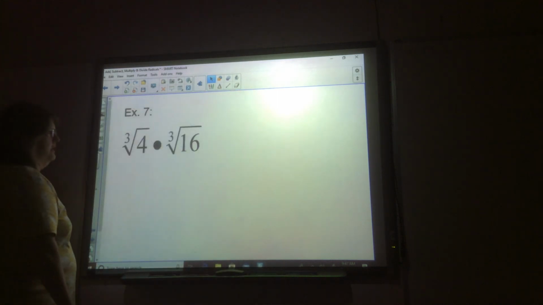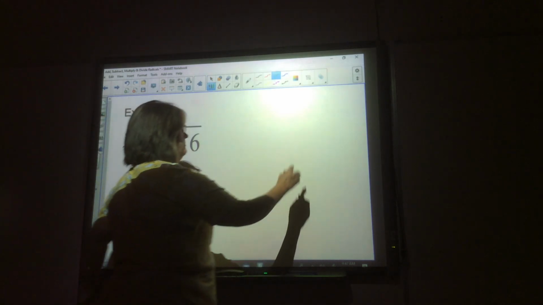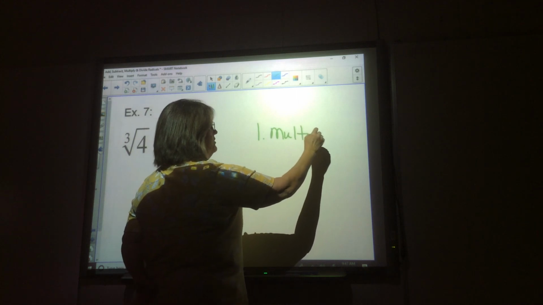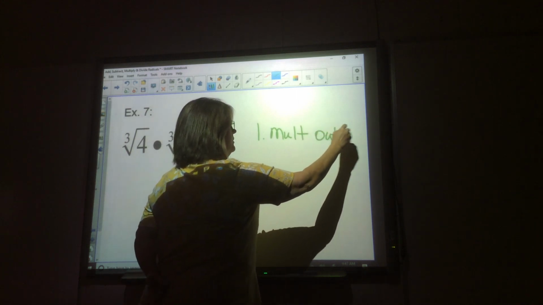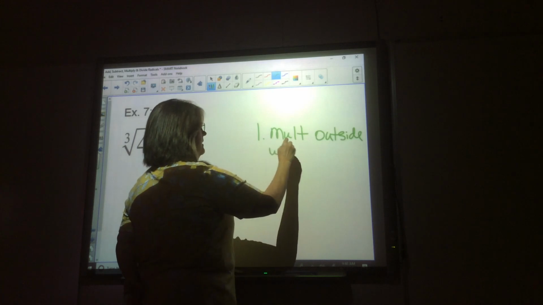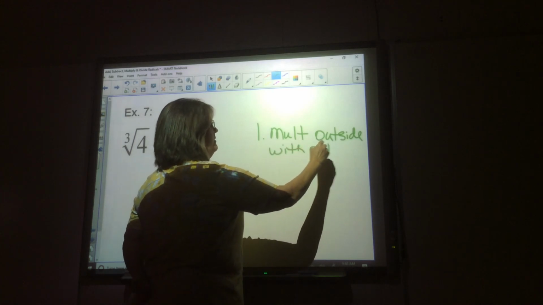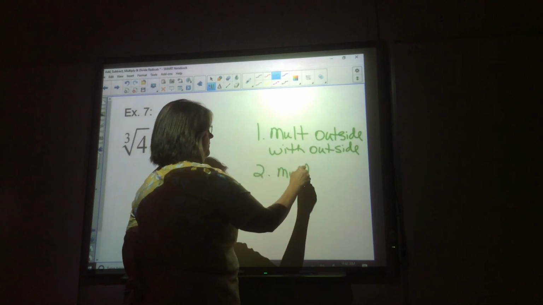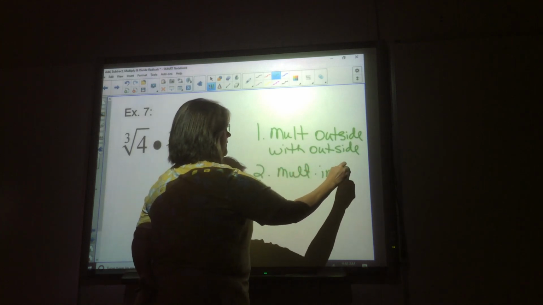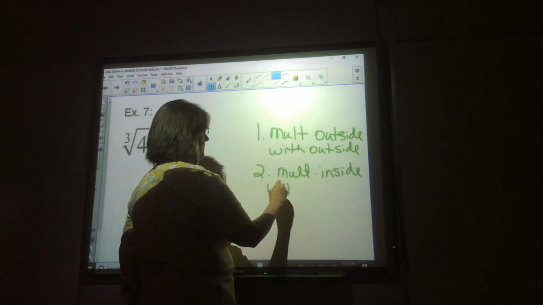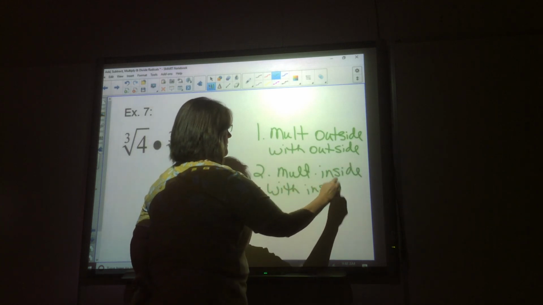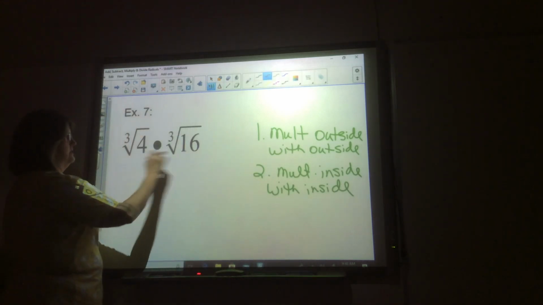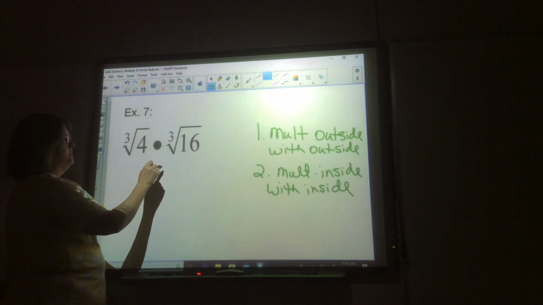All right, now we're going to multiply. When we multiply, this is what you do. You multiply any numbers that are on the outside, so you multiply outside numbers with outside, and inside numbers with inside. Okay, so I don't have any numbers on the outside here, but I do have them on the inside.